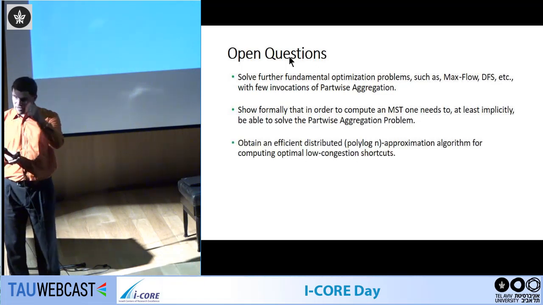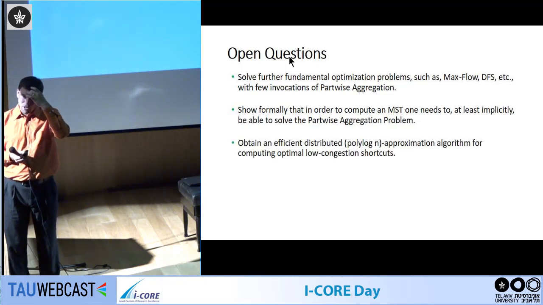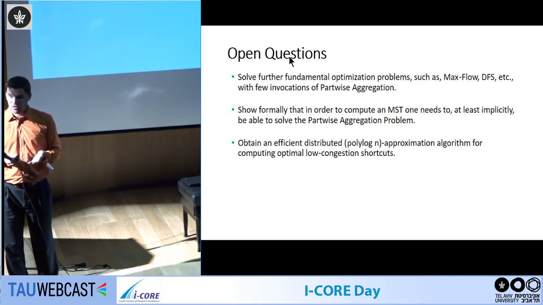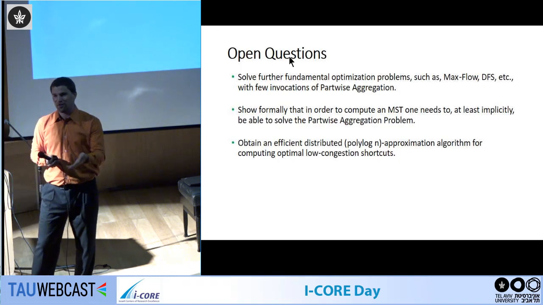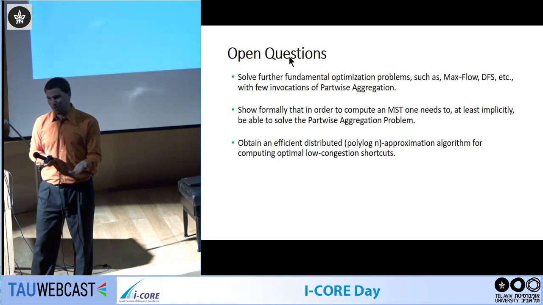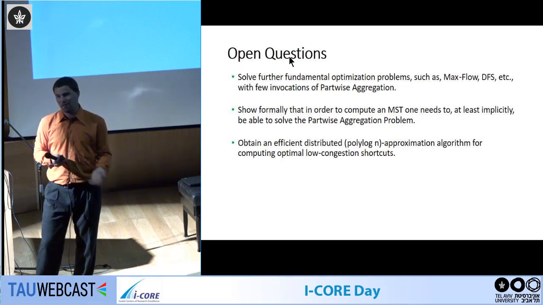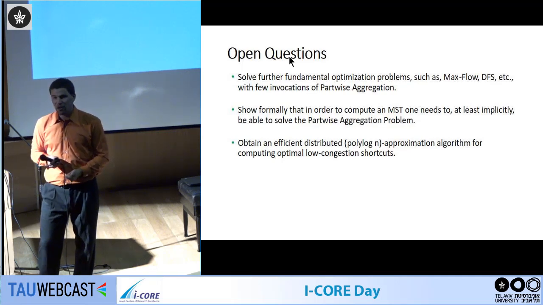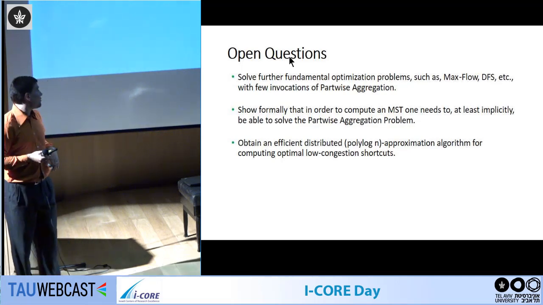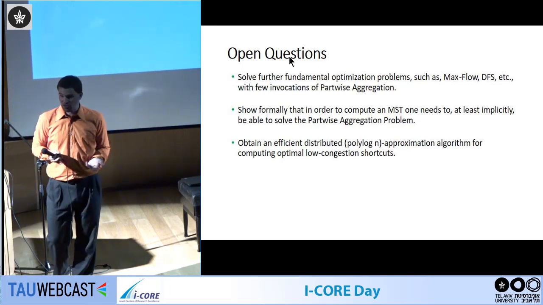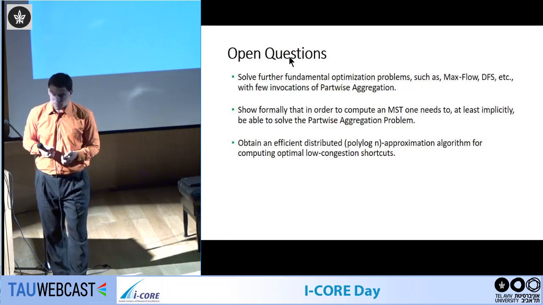Actually, expanders are the only example where we know that there exist good shortcuts, but they're not tree restricted. Right? If you take an expander and you restrict yourself to a tree, it loses all the nice properties that you want from an expander. So expanders have good shortcuts, but they're not tree restricted. So generally, it would be nice to have an efficient distributed algorithm that computes an approximation for not just tree restricted shortcuts, but any shortcut.